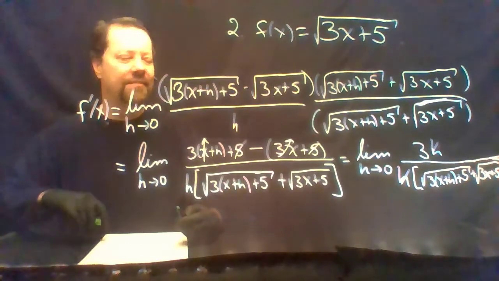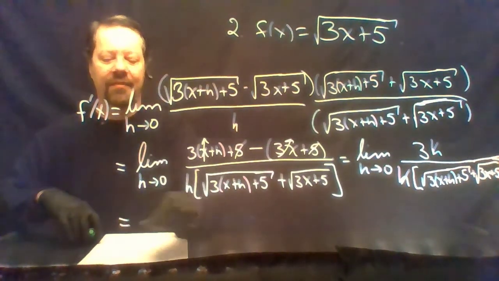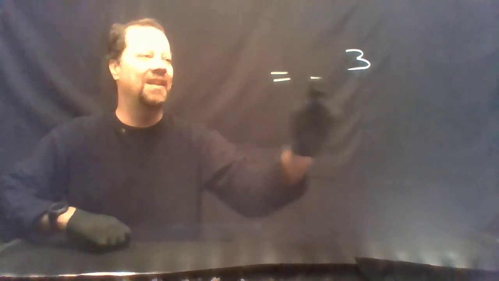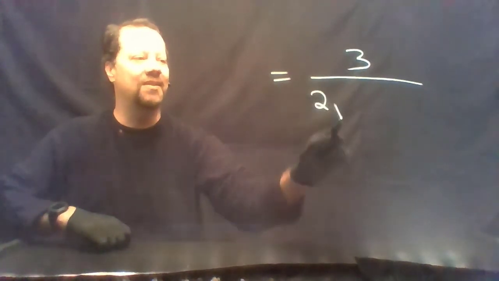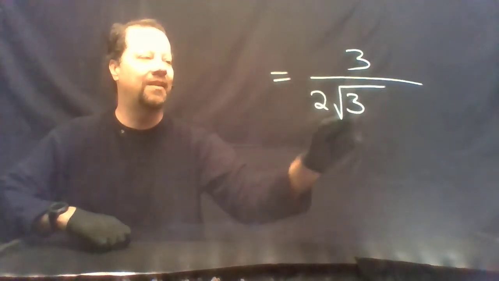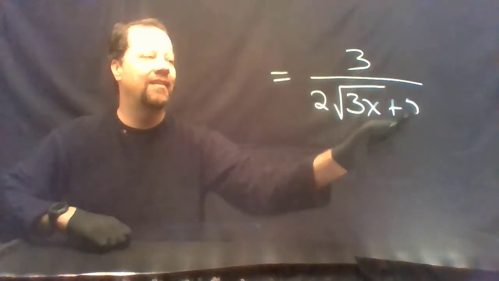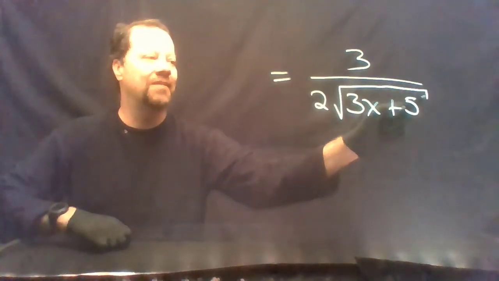Now, in the limit, as h goes to 0, this gives us then 3 over twice the square root of 3x plus 5.